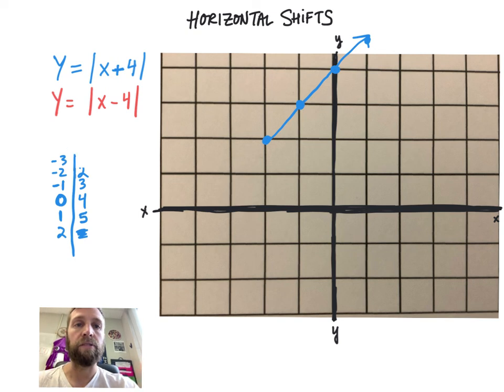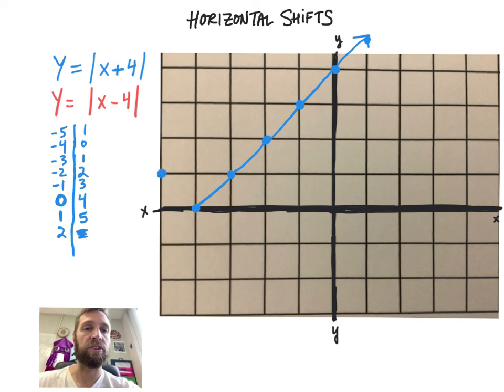I plug in a negative 3 into that equation. Negative 3 plus 4 is 1. The absolute value of that is still 1. So negative 3, 1. All right. If I plug in negative 4 plus 4 is 0. The absolute value of that is 0. Okay, I still don't see the V shape. Negative 5. If I plug in negative 5 plus 4, that's negative 1. The absolute value turns it to a positive. Ooh, so we just noticed the absolute value actually took a negative number and turned it into a positive. So now I can see I got that V shape, and here's the graph.